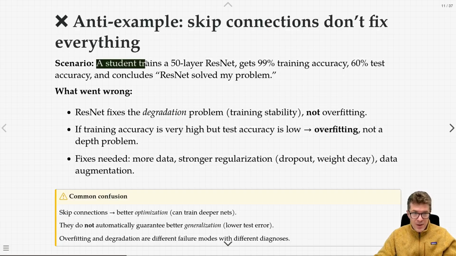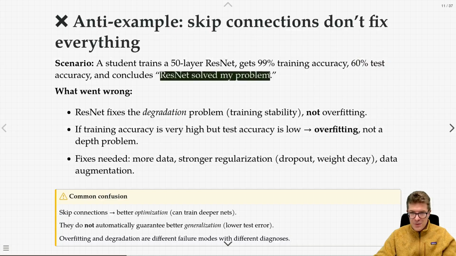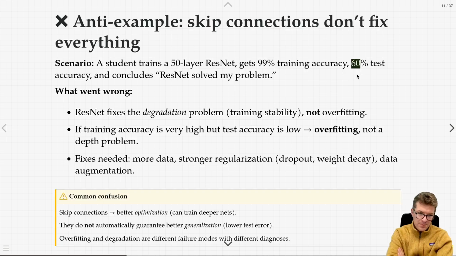Imagine there's a student, not a student in this class, maybe some other class, that implements a 50 layer or 50 block ResNet. So there's 50 blocks in the ResNet. And they obtain 99% training accuracy and 60% test accuracy. And they'll conclude that ResNet solved their problem. 60% might appear to be good. But this is not always good. You always have to be curious and scratch the surface a little bit.